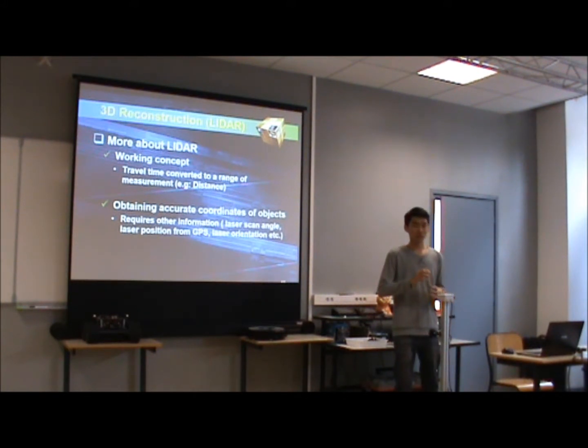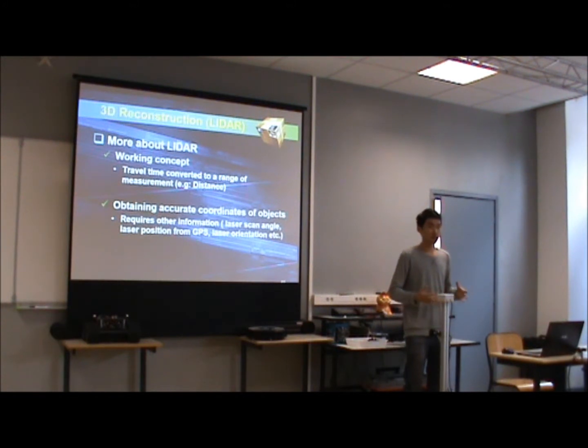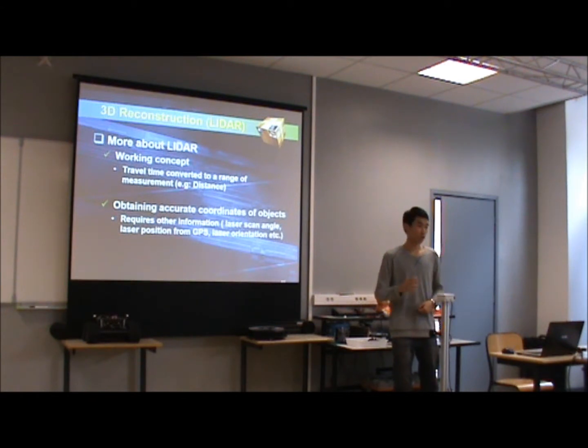The main method LIDAR uses to calculate distance is travel time, because we all know the speed of light. The infrared light projected by LIDAR is timed, and that is how distance is determined in the end. To obtain accurate coordinates of an object besides distance, we need other information such as laser scan angle, laser position from GPS, and laser orientation. These differ with the way you set it up and from sensor to sensor.